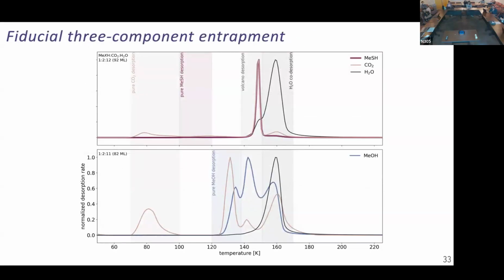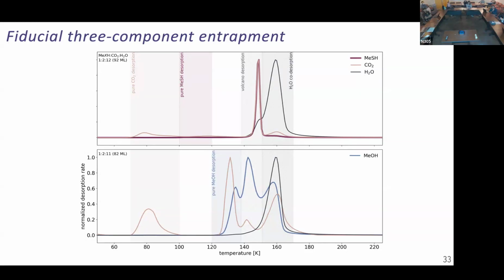Here we get a little bit more complicated. This is our fiducial three-component entrapment. I did binary and ternary mixtures, but for more astrophysically realistic, I have three components: methyl mercaptan, CO2, and water. On the top, it's around 80 to 90 monolayers, and 1 to 2 to 11 or 12. Pink is methyl mercaptan, blue is methanol.